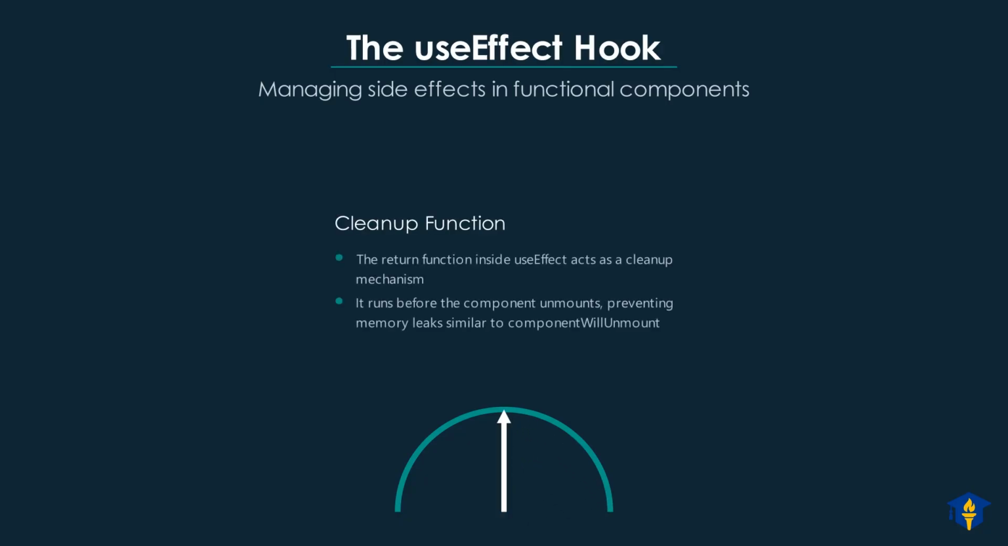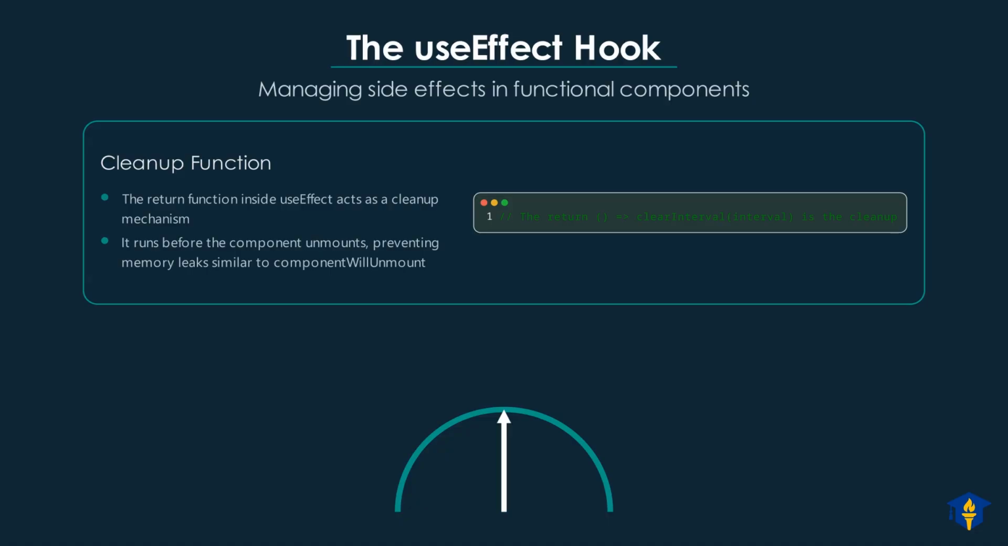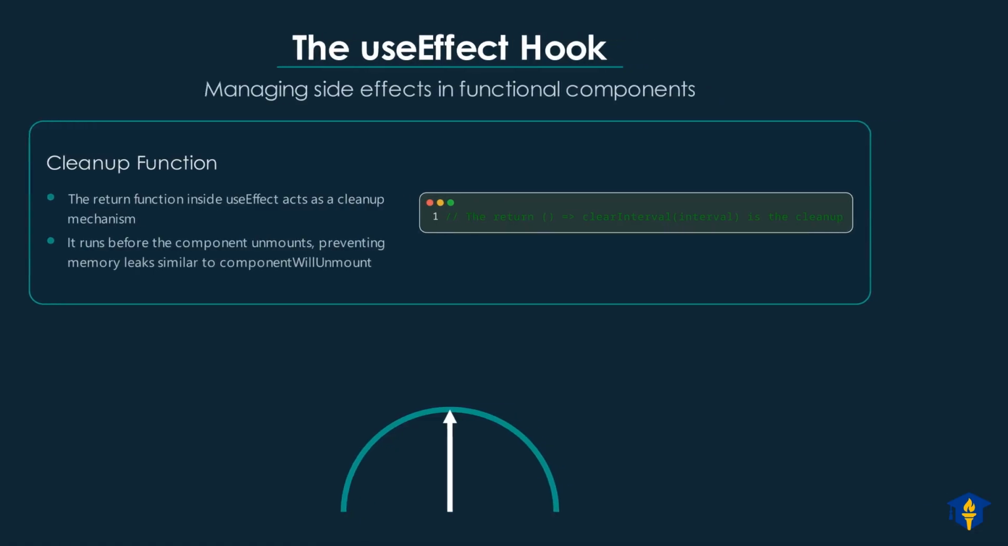Let us now examine the cleanup function, a vital part of the useEffect hook for resource management. The return function within useEffect serves as a cleanup mechanism, preventing memory leaks before the component unmounts. This line shows the cleanup function, which ensures the interval is cleared when the component is removed.